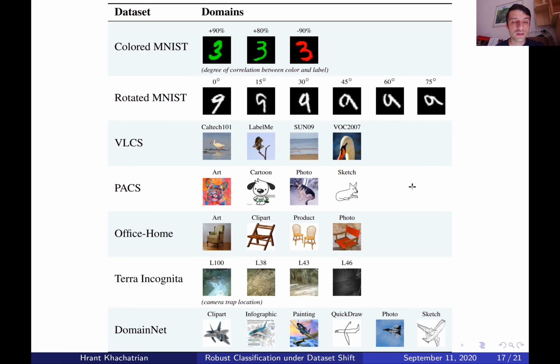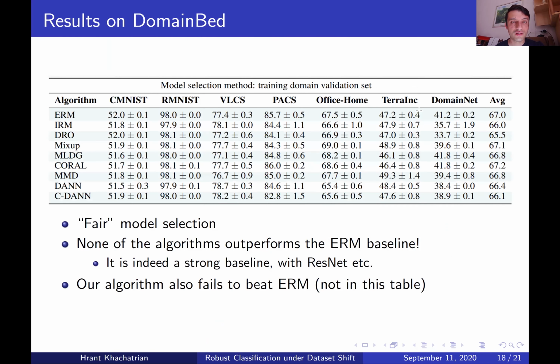So what they did, they showed that on all of these data sets, if you do fair model selection, none of the algorithms that were proposed in the literature outperforms ERM. ERM is the simple baseline. So this is very intriguing. If you do fair model selection, none of them actually beats the simple baseline. And our algorithm is not an exception. We tried our algorithm also on these data sets, and again, it didn't beat any of them.